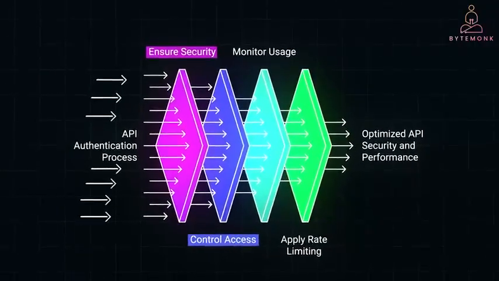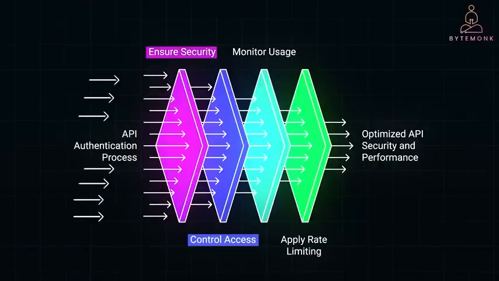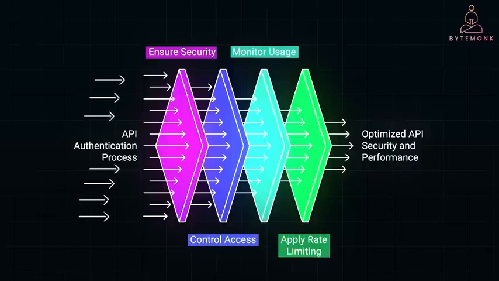And when clients authenticate, the API provider can track who is accessing the API and when, which is useful for auditing purposes and understanding usage patterns. And by knowing which user or client is accessing the API, you can apply rate limits or throttle access to ensure the API isn't overwhelmed by too many requests from a single source.